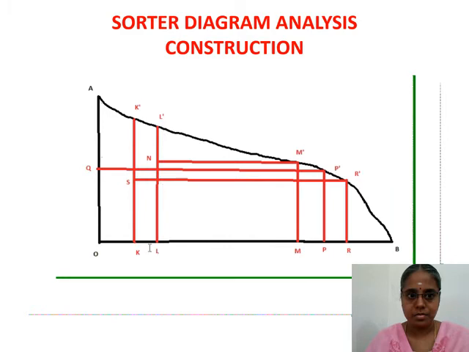Here L dash is your effective length. Above L dash is your upper quarter. Below L dash is your lower quarter. And R dash B is your short fiber content, so you are ignoring the short fiber content. You are considering only the OR, and in that you have the lower quarter below and upper quarter above. We'll see the further analysis later.